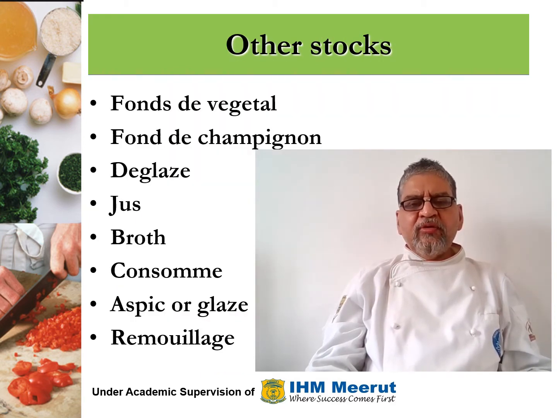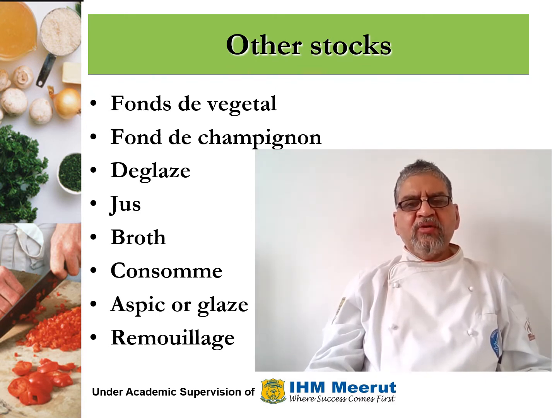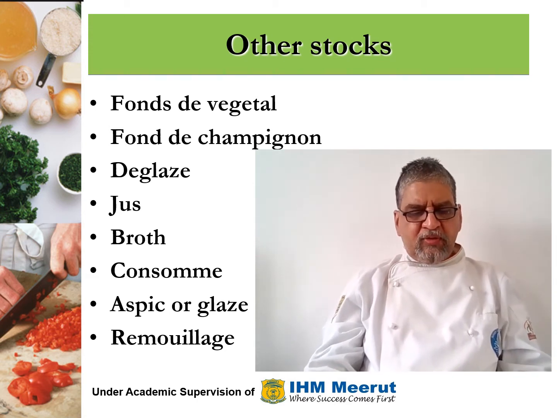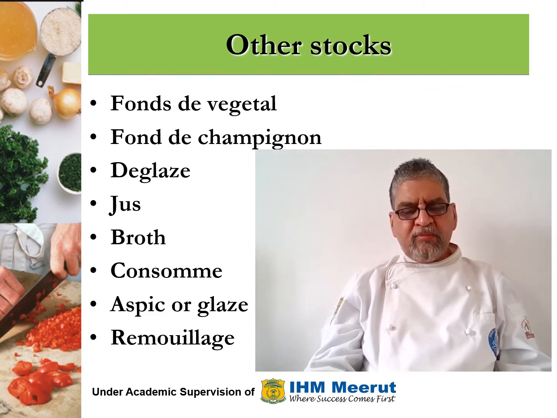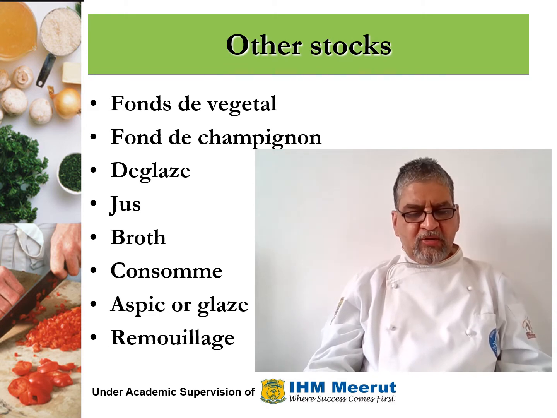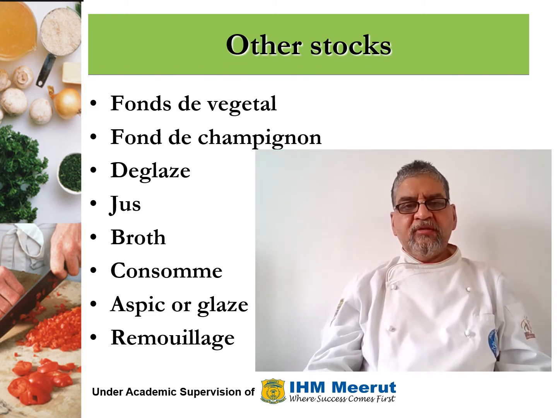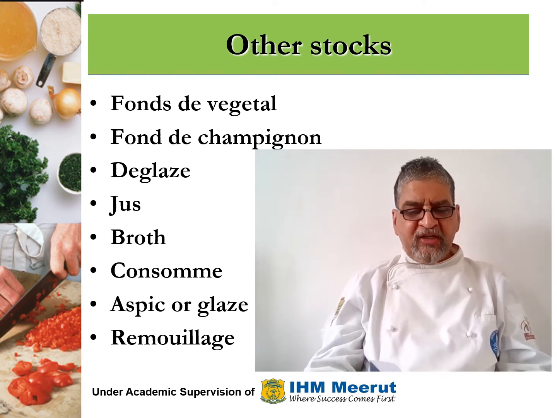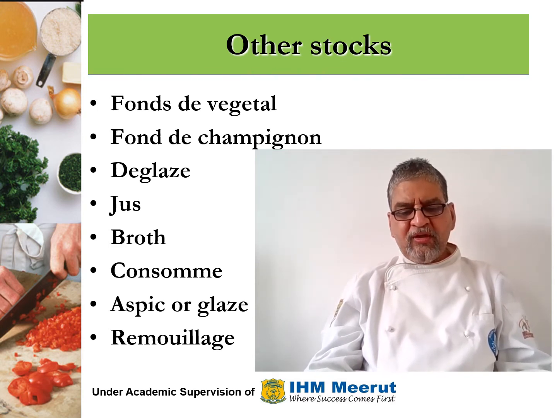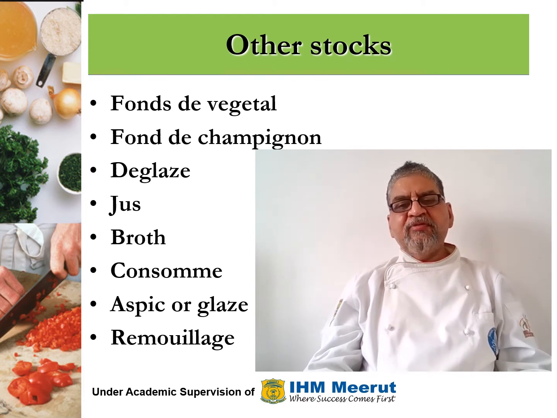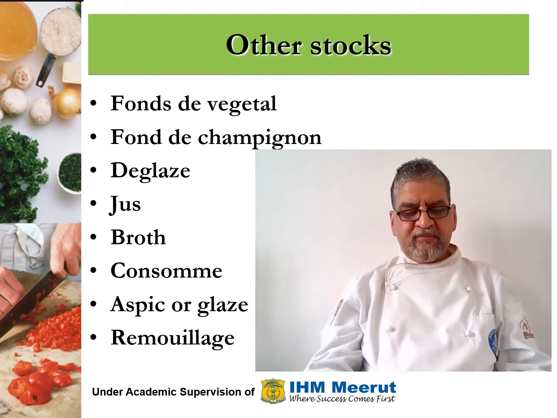Other than the four major types of stocks mentioned earlier, white stock, brown stock, fumet, and court bouillon, the other types of stocks which are commonly made in the kitchen are fond de légumes, or vegetable stock. It is also known as neutral stock or fond maigre, and it is simmered for 30 to 40 minutes.